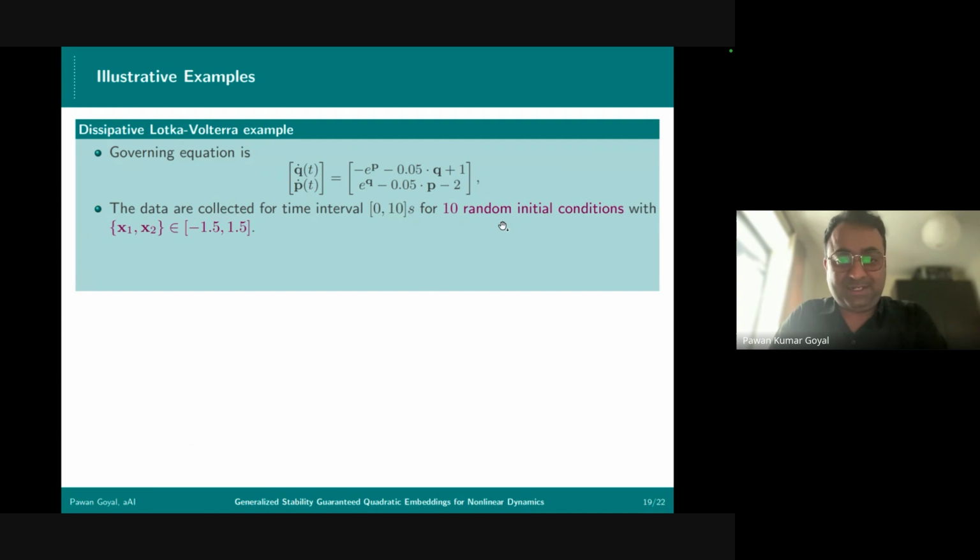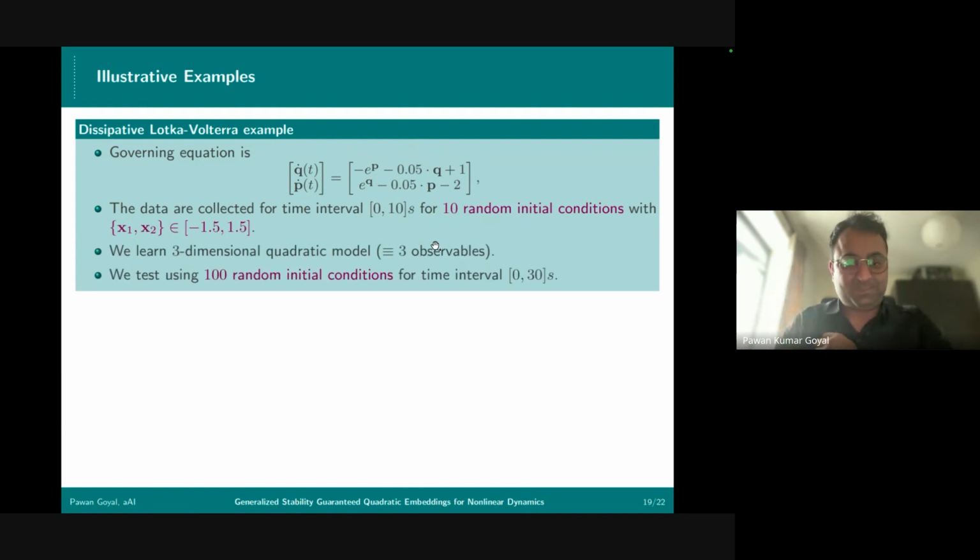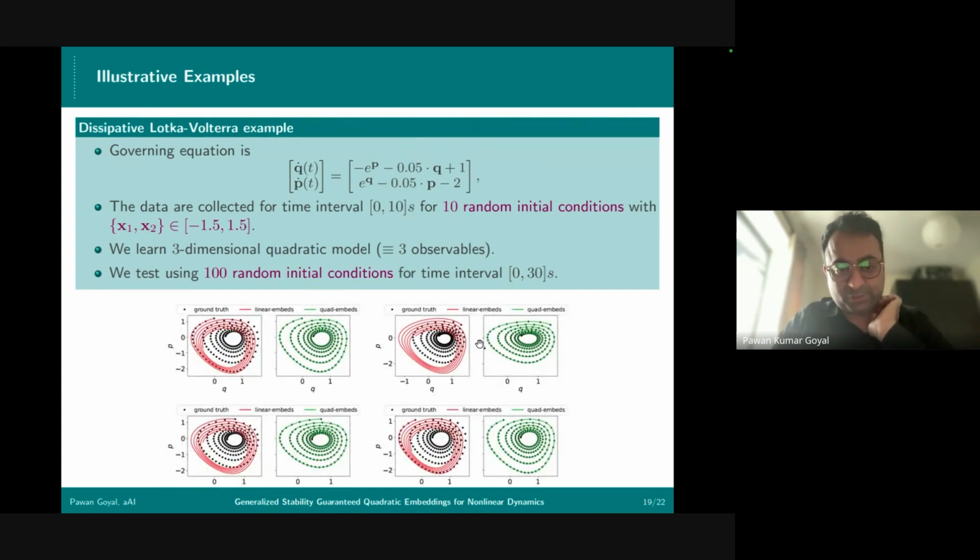We also collect only 10 initial conditions, so not a large data set, and we collect the data in 0 to 10 seconds. And we lift the systems into 3-dimensional systems, and we test what we learn on 100 test initial conditions. The horizon is also much bigger in the test case than in the training. So this is what you can see.